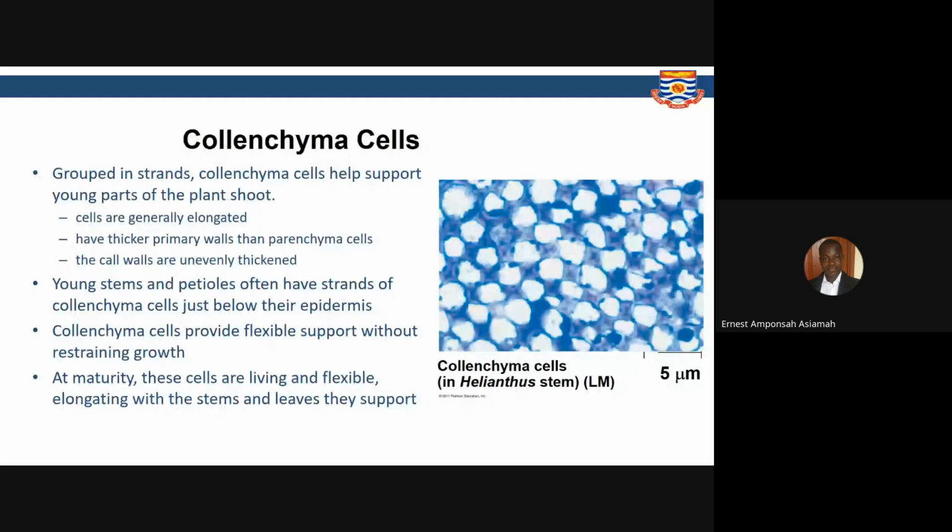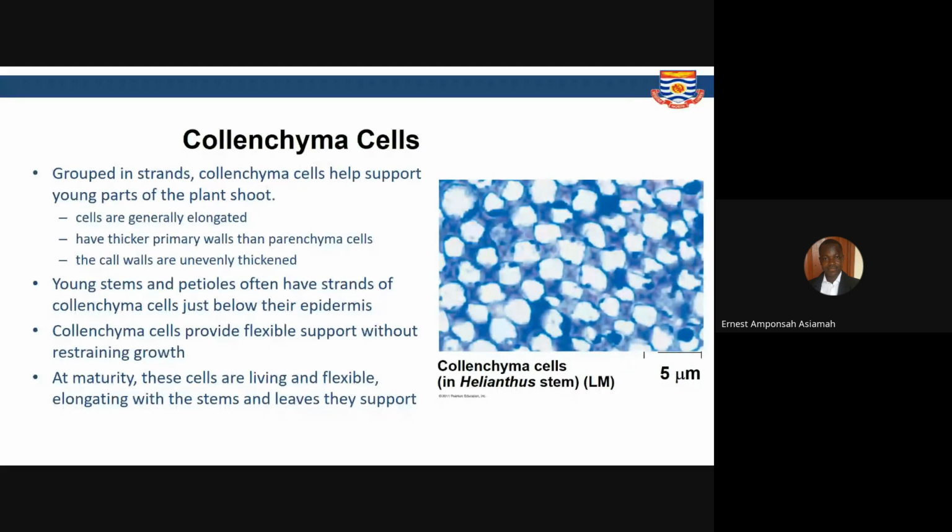Then we have another cell type, which we call the collenchyma cells. So the collenchyma cells are actually grouped into strands, like here. And their purpose is to help support young parts of the plant shoot. So some parts of the plant are relatively young. They just grew and they also need support. Their walls need support. So they are there to provide that strength.